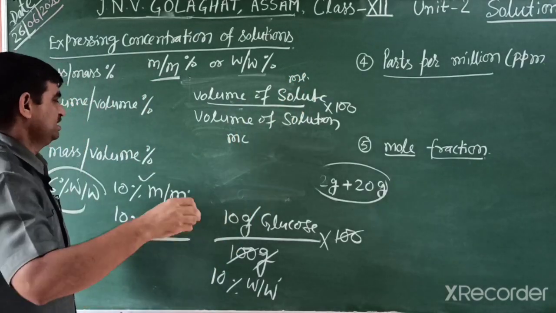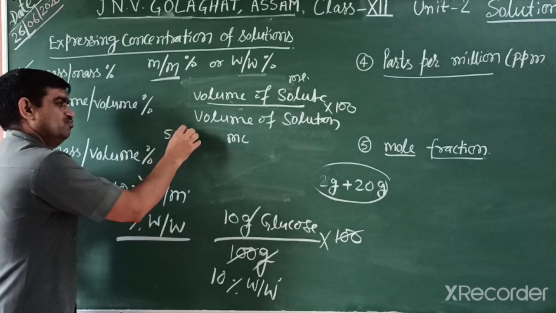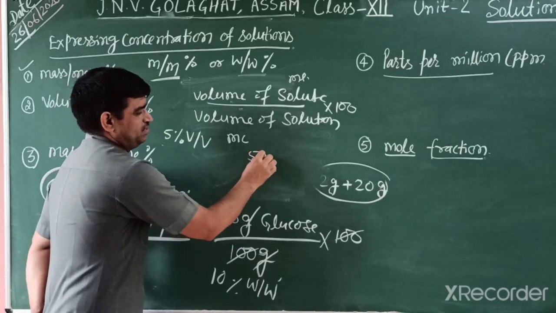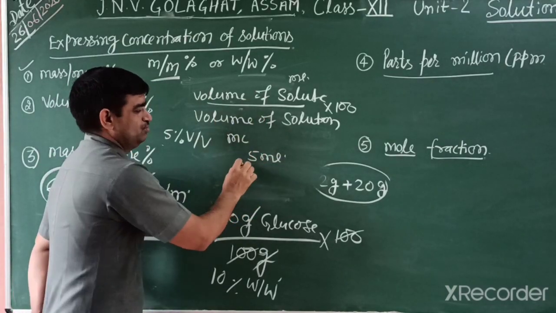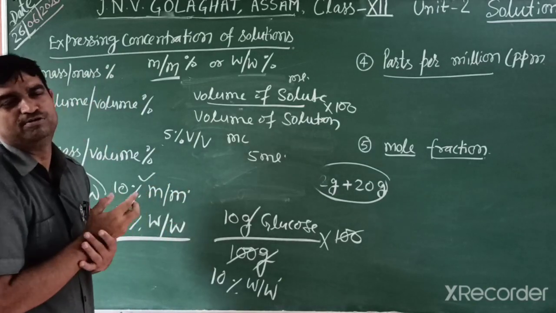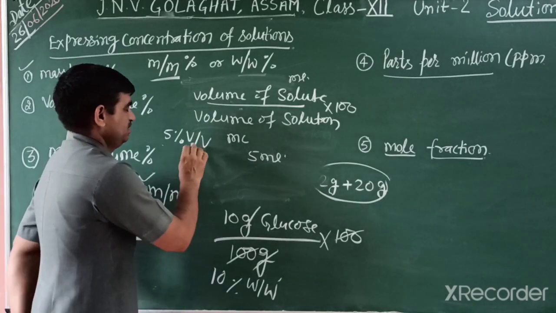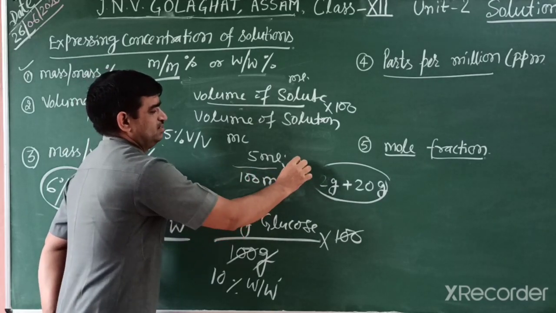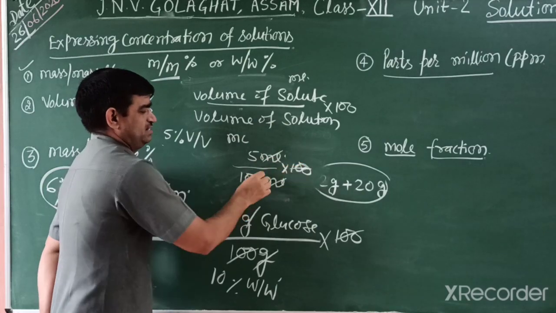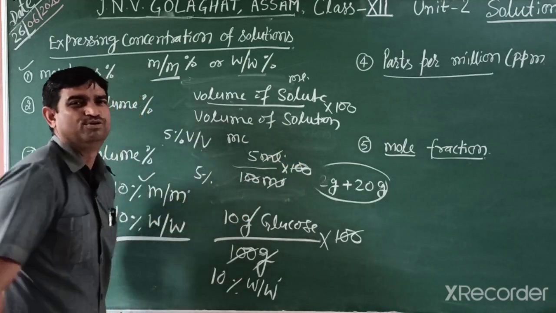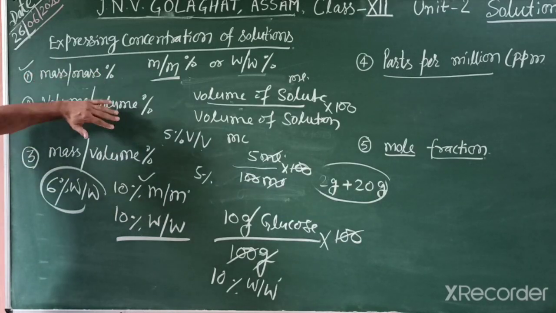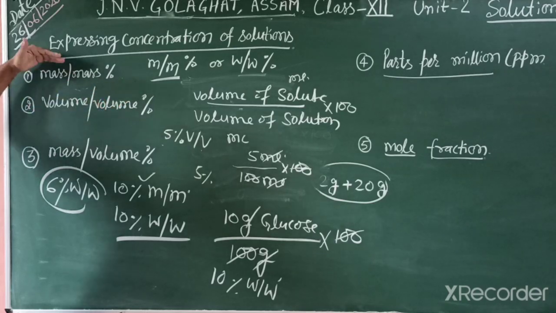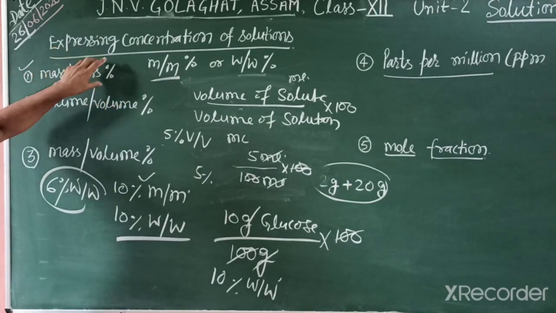So if a solution is 5% volume by volume, what does this indicate? It means 5 ml of solute dissolved in 95 ml of solvent. The total volume of the solution is 100 ml, into 100. So we get 5% volume by volume solution. So this indicates volume of solute by volume of solution, mass of solute by mass of solution.